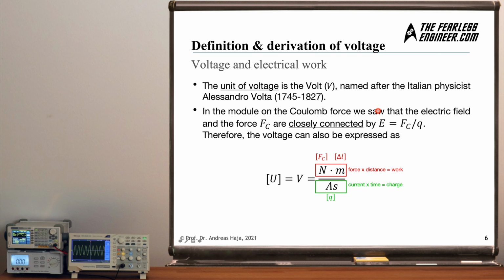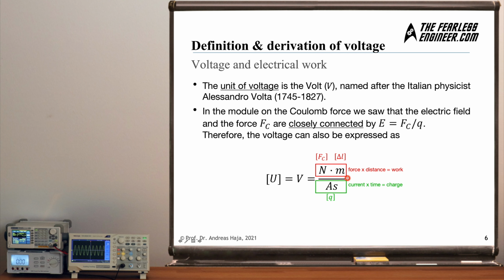And in the module on the Coulomb force, we have already seen that the electric field E and the Coulomb force Fc are very closely connected by this simple relationship here. So the electric field E is simply the ratio between Coulomb force and amount of charge. And therefore we can express the voltage in this fashion here. So the unit behind voltage is nothing more than newtons multiplied by meters, which is the Coulomb force, multiplied by the length over which the charges are moving. So newton meters divided by current times time. So current is represented by the amps and time obviously is the second. And this one here is simply the amount of charge.